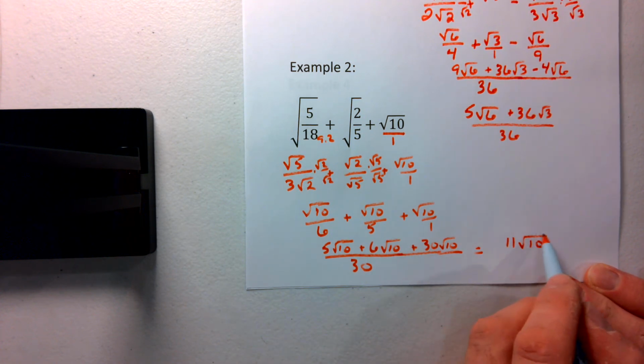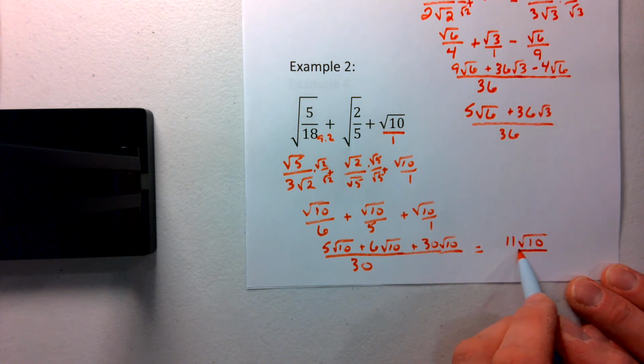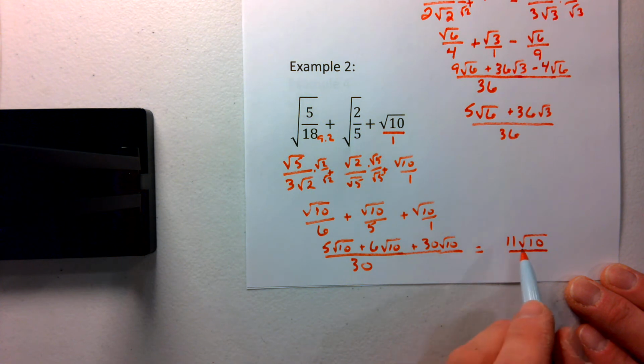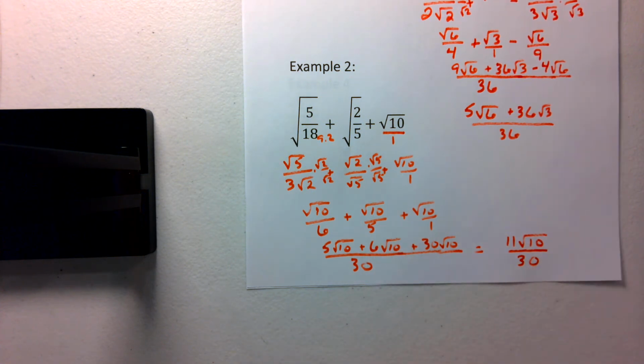and again that radical is going to stay the same. We do not change the radical when we add. Those radicals are going to act just like variables, and we never change the variable when we add, same way in this case. And our denominator is going to be 30, and there you go.